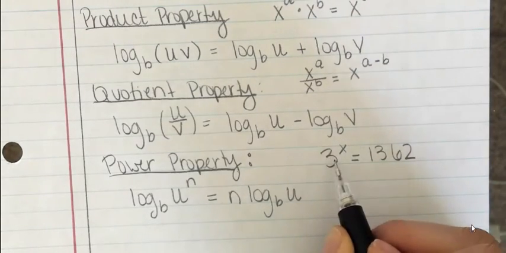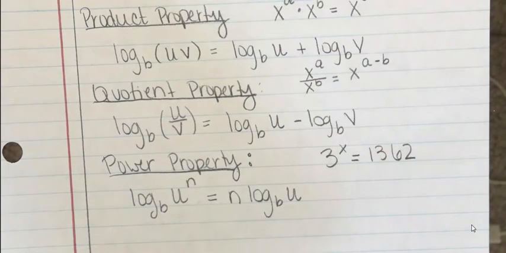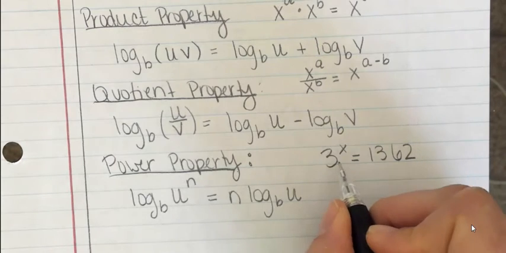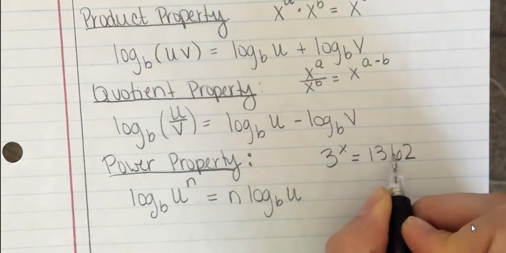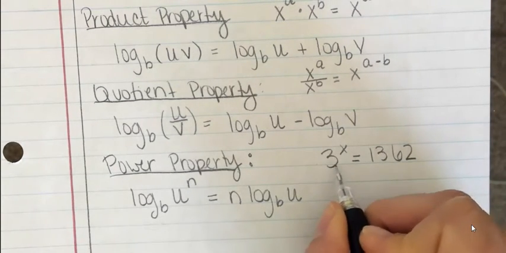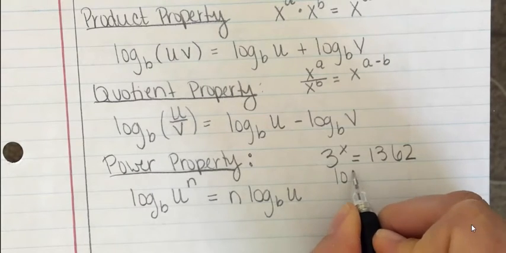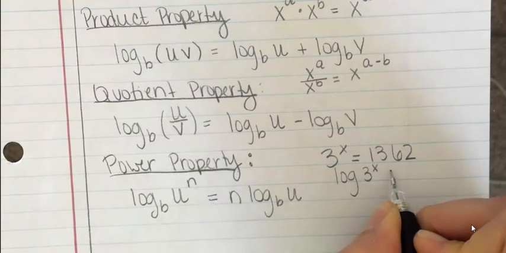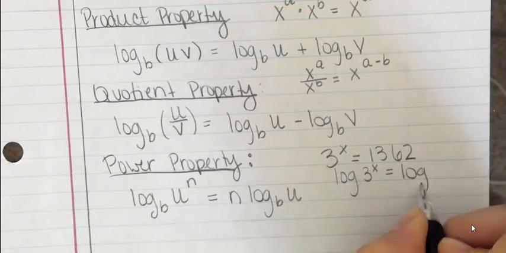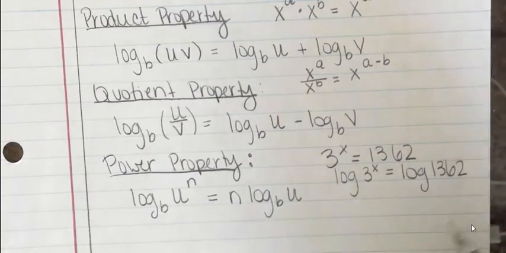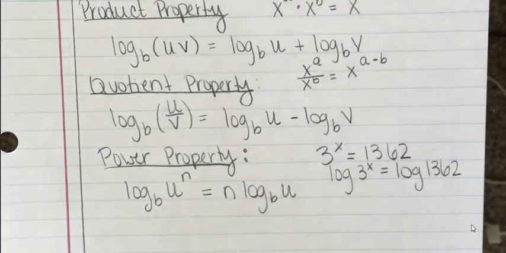take this equation, and I'm allowed to do the exact same thing to both sides of an equation. So I'm allowed to say to myself, let me take the log of both sides. So my new equation here will become the log of 3 to the x power equals the log of 1,362. And I could use ln too. The bases will just be different, but it would give me the exact same answer in my calculator.